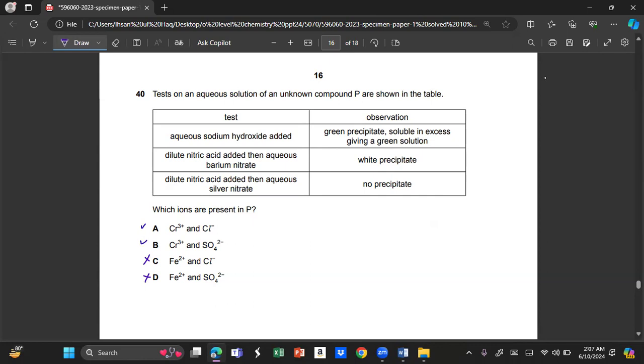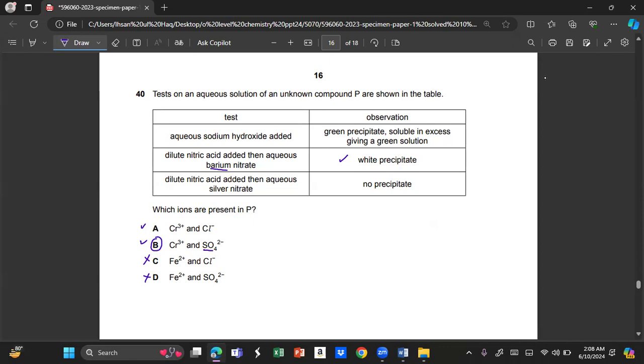So when we say white precipitate, it can be sulfate. Barium sulfate is a white precipitate. If we are talking about barium chloride, this is not making a precipitate. Okay, so option B is 100% because sulfate, when you combine with barium, will make a white precipitate of barium sulfate. So option B is correct.